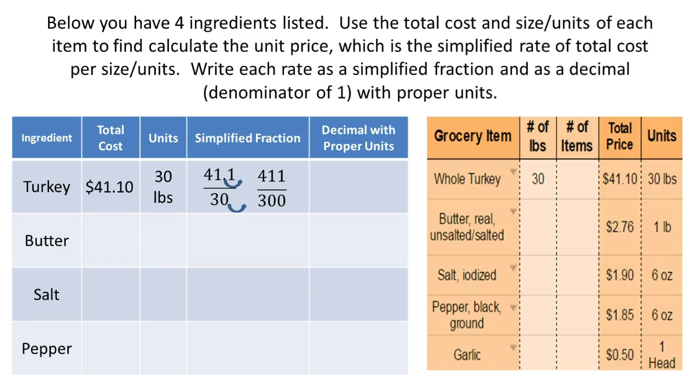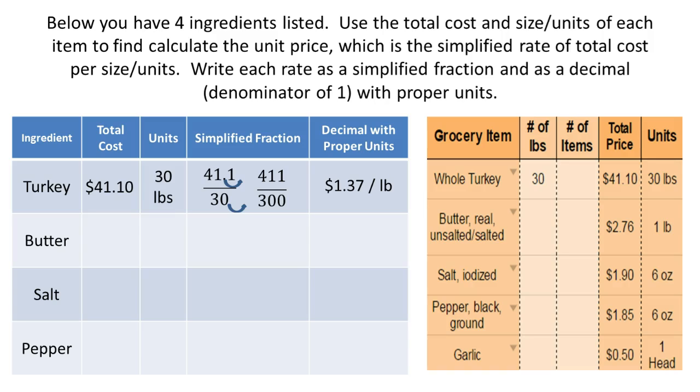Now the decimal. In order to turn that fraction into a decimal, I need to take the numerator and divide it by the denominator. That'll give me 1.37, but it's not just 1.37. That rate of 411 per 300, or $41.10 per 30 pounds, represents dollars per pound. So the final unit needs to be dollars per pound.